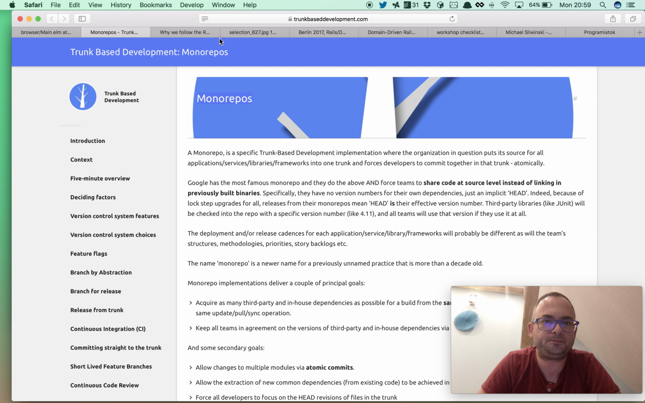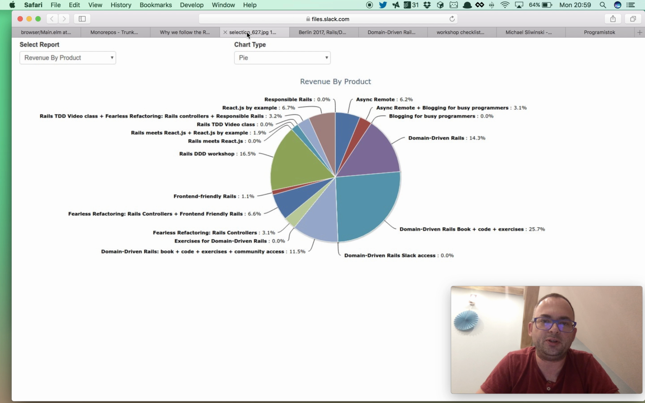It's the end of September, so we also are summarizing how it went with the sales and what kind of products we are selling. Our approach to products is to have a really wide offer of products targeted to one group of developers, which is mostly Ruby developers. But also we have books like Blogging for Busy Programmers, Async Remote, which is about remote work. We have React.js by Example, which is an introduction to React.js, how to start well. But mostly it's about Rails, including the workshops, including the new book called Domain-Driven Rails, which we now relaunch.